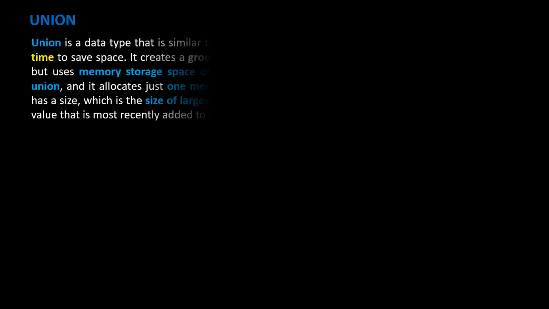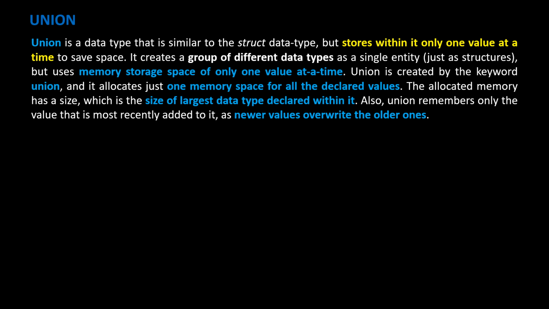Let's next move over to the union. Union is a data type that is similar to the structured data type, but stores within it only one value at a time, so as to save space. It creates a group of different data types as a single entity, just as structures, but uses memory storage space of only one value at a time.